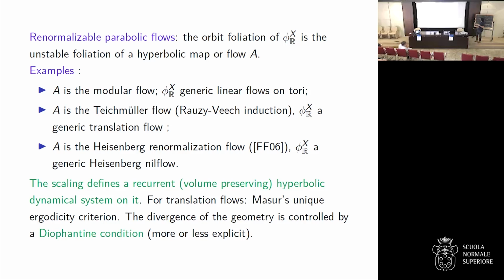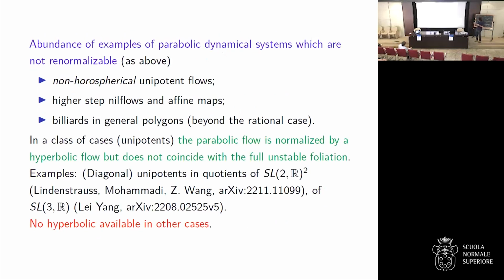So the inspiration for this scaling approach in part comes from translation flows. If you know the measure-theoretic unique ergodicity criterion, you understand this. Basically, the idea already there is that you have this renormalization flow, which in that case is the Teichmuller flow, and you get ergodicity if the orbit of the renormalization doesn't go to infinity too fast. That's a natural idea, and I'm sure I'm not the first trying to pursue it. The divergence of geometry should be controlled by some kind of Diophantine condition, but usually it's not explicit. In this case, on nilflows, it's quite explicit, but for translation flows it is not explicit.